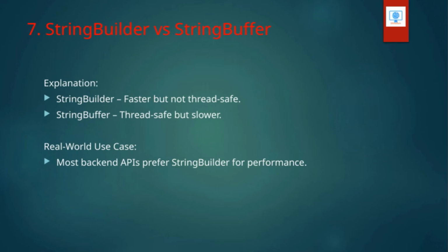In real-world scenarios, especially in backend APIs where performance is crucial, most developers prefer StringBuilder. It allows for faster string manipulation, which is often what you need in high-performance applications. So, the key takeaway here is to choose StringBuilder when thread safety isn't a concern, and opt for StringBuffer if you need that extra safety at the expense of some speed. This decision aligns with our overall theme of optimizing performance while maintaining reliability where necessary.